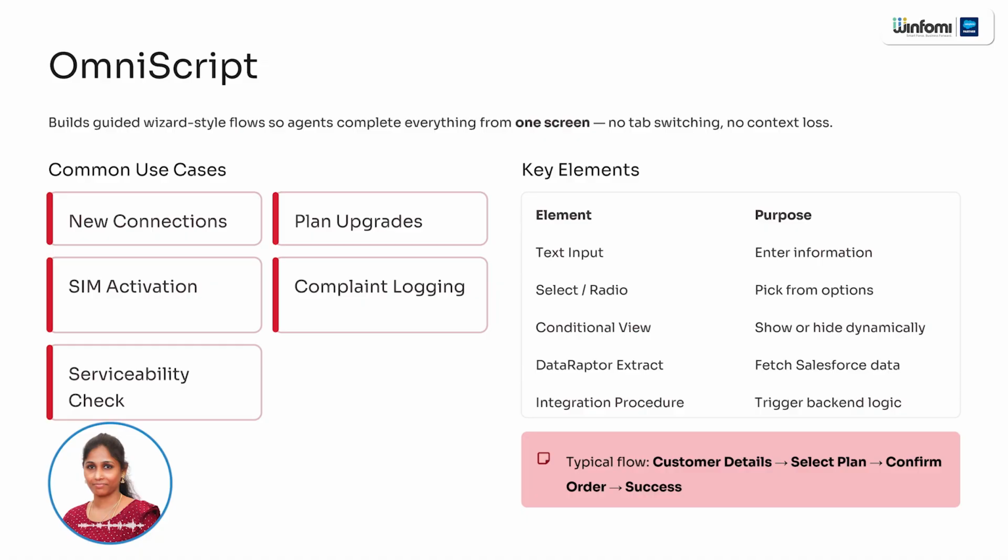In short, if there is a guided journey that involves multiple steps and systems, then OmniScript is the tool for it. As soon as the OmniScript is created, it creates a Lightning Web Component. We can use that LWC on Lightning pages or wherever required. And the common use cases can be new connections, plan upgrades, SIM activation, complaint logging, and serviceability check.